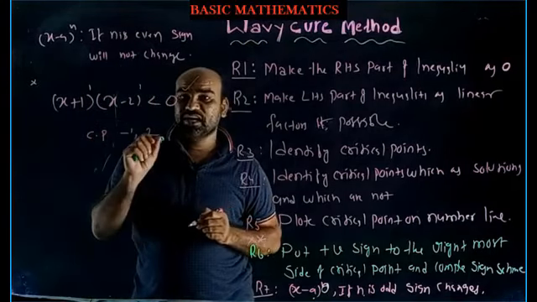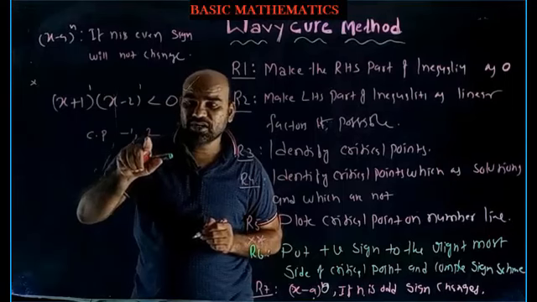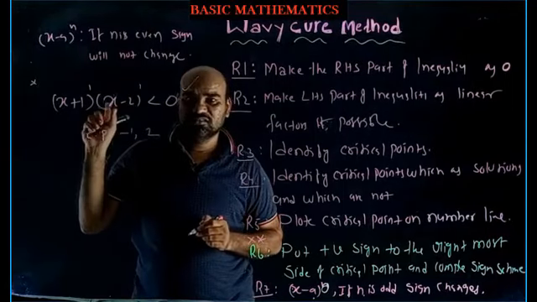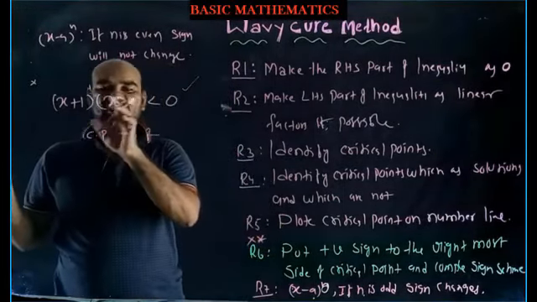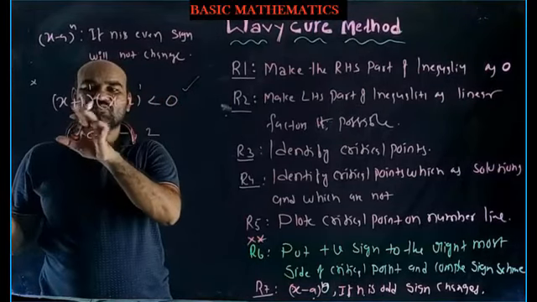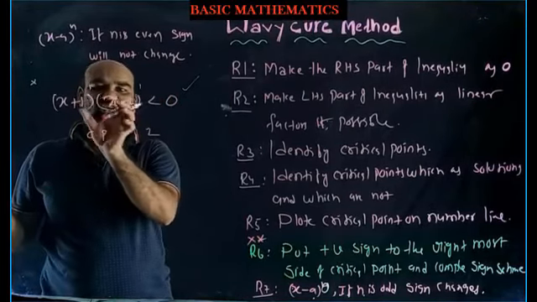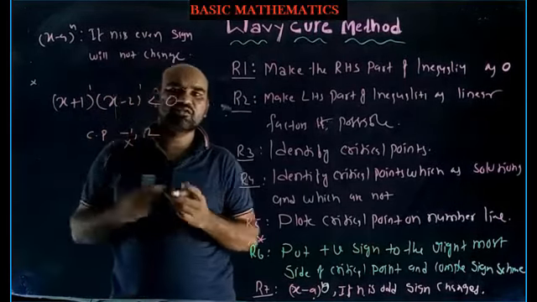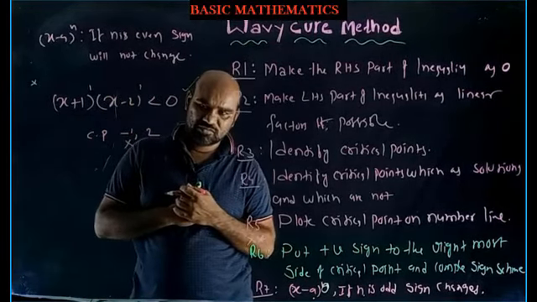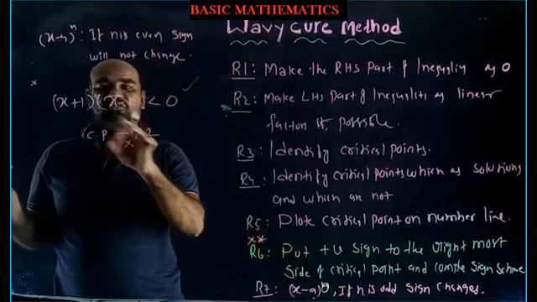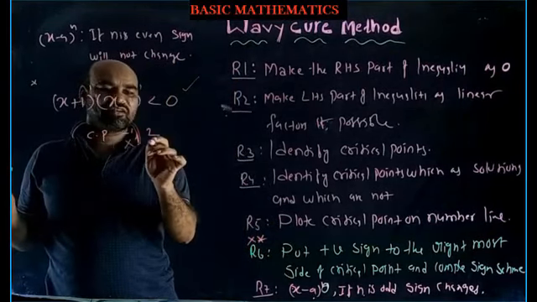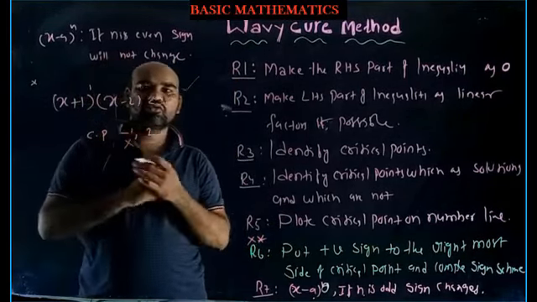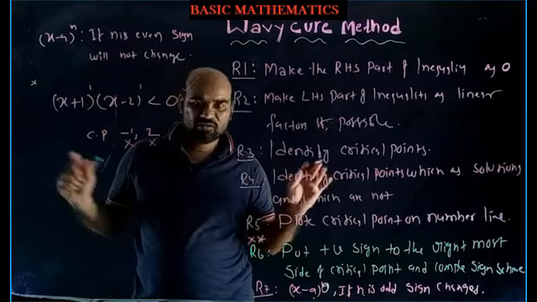Next, we want to identify whether these two critical points are solutions or not. So put minus 1 in the given inequality. Minus 1 plus 1 is 0, 0 times something is 0. Is 0 less than 0? Wrong statement. So minus 1 won't be a solution of the problem. Next substitute 2, same argument. This is not a solution. So those two critical points are not solutions of the problem.